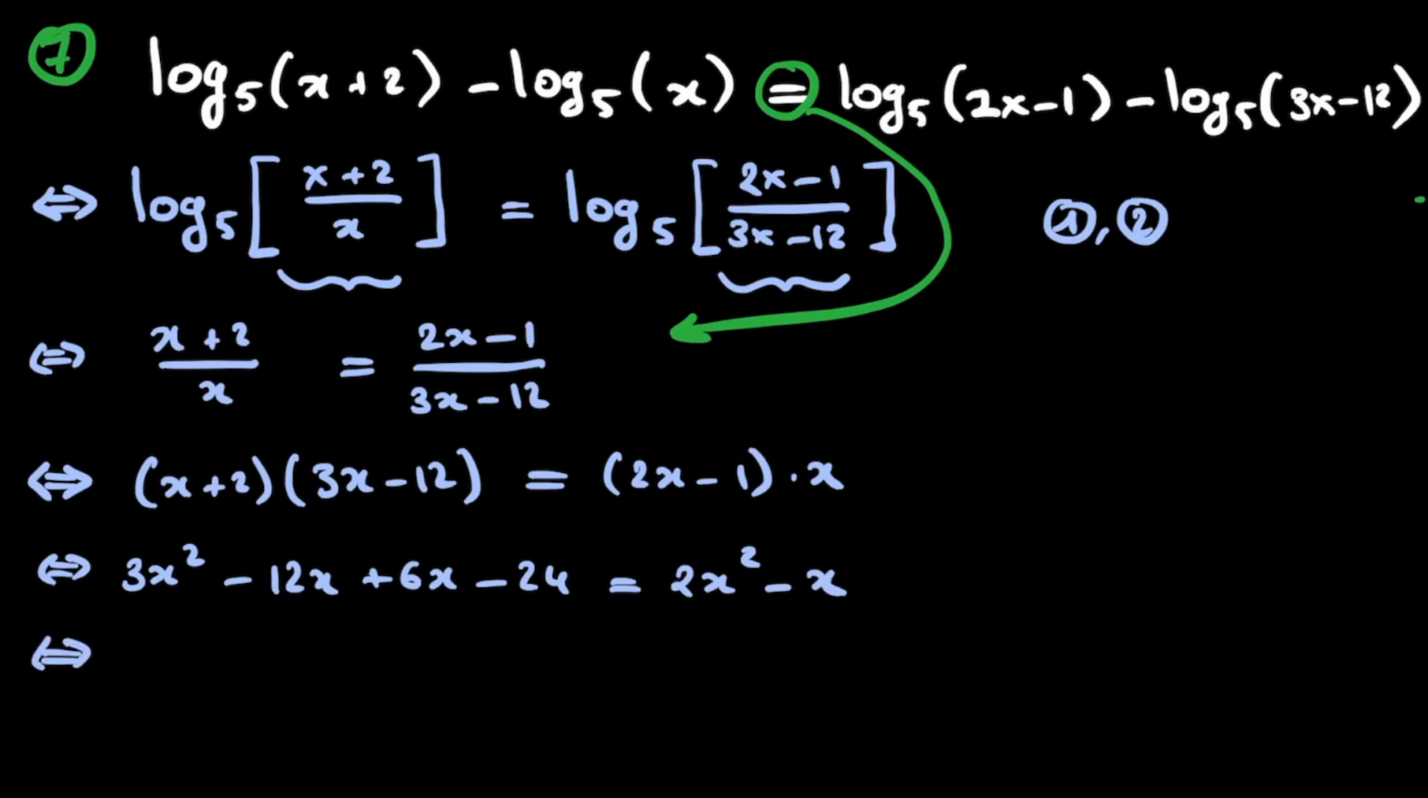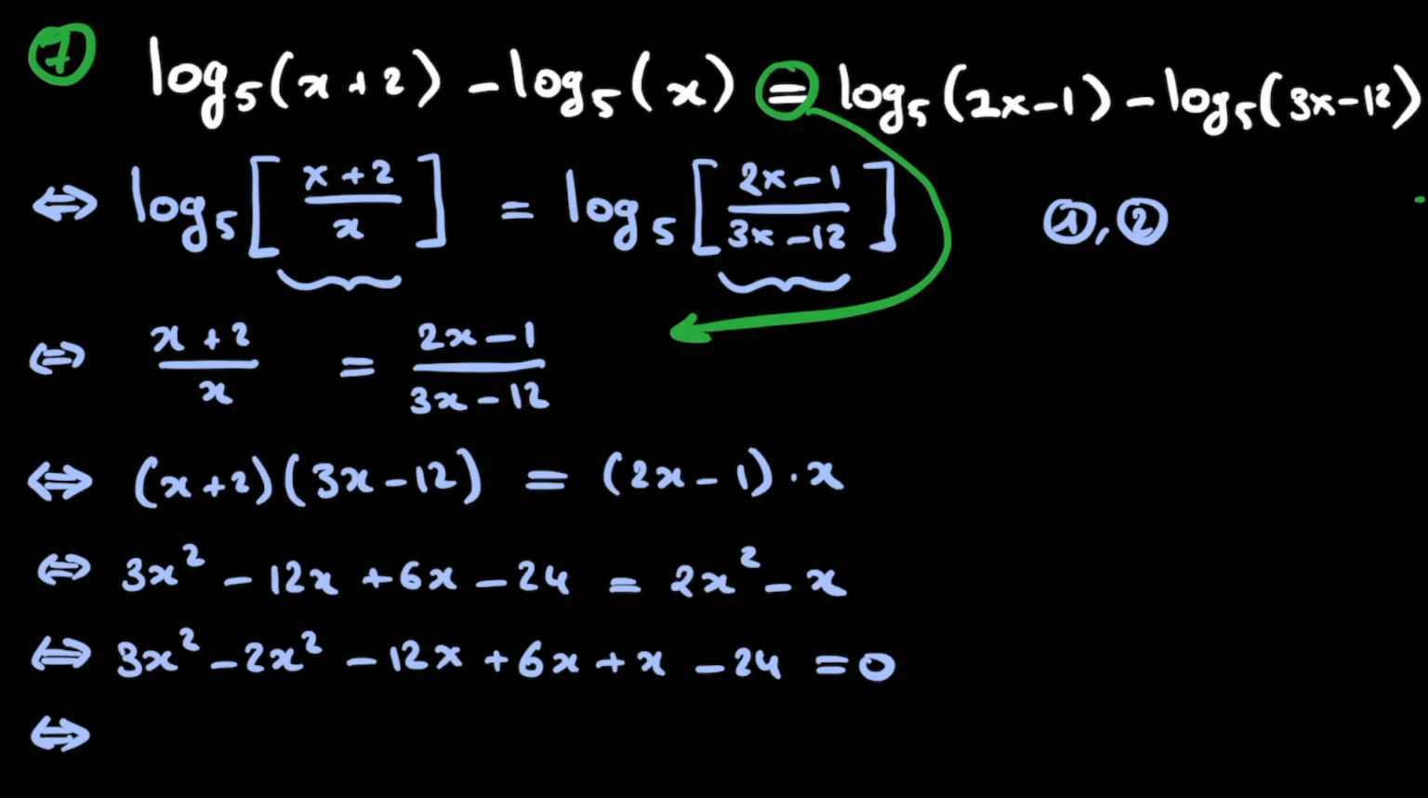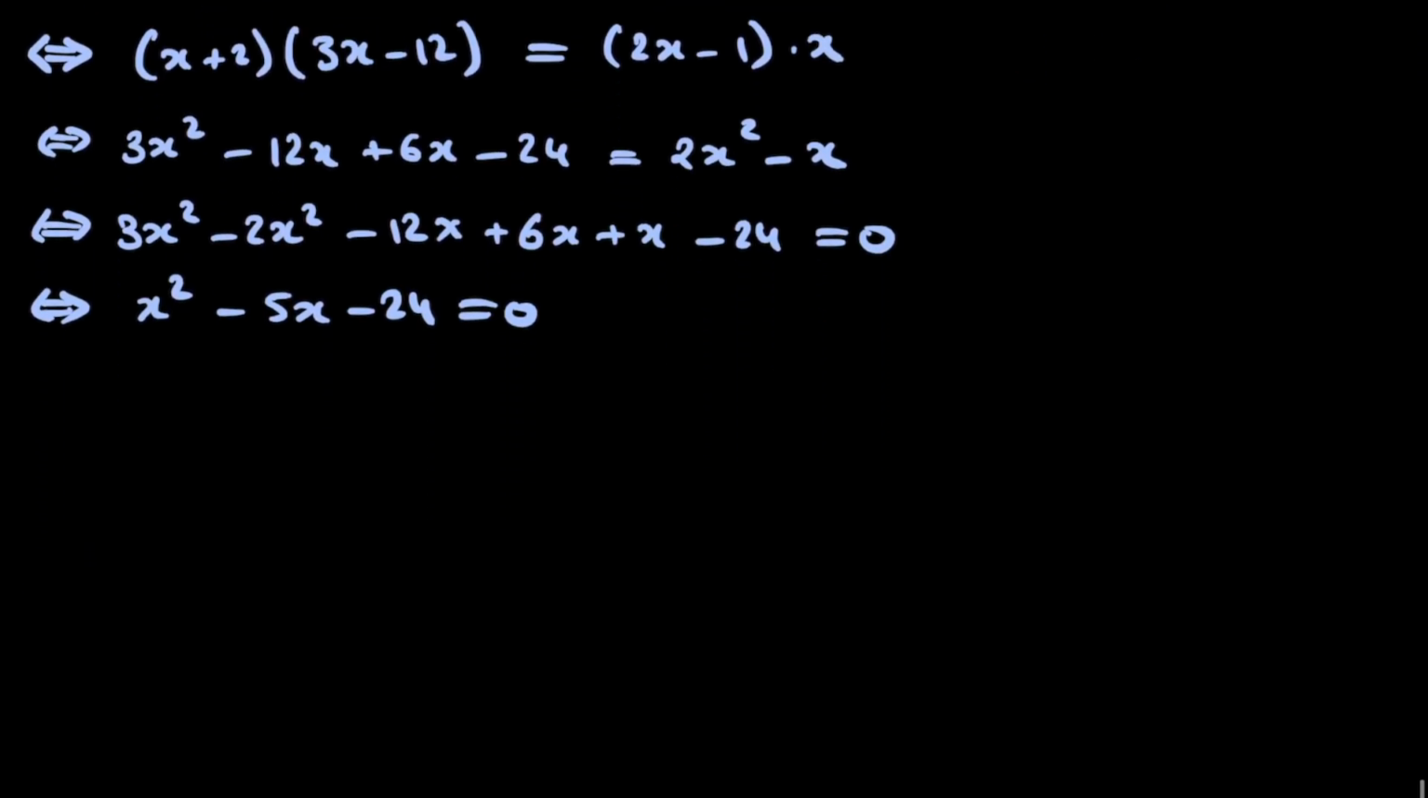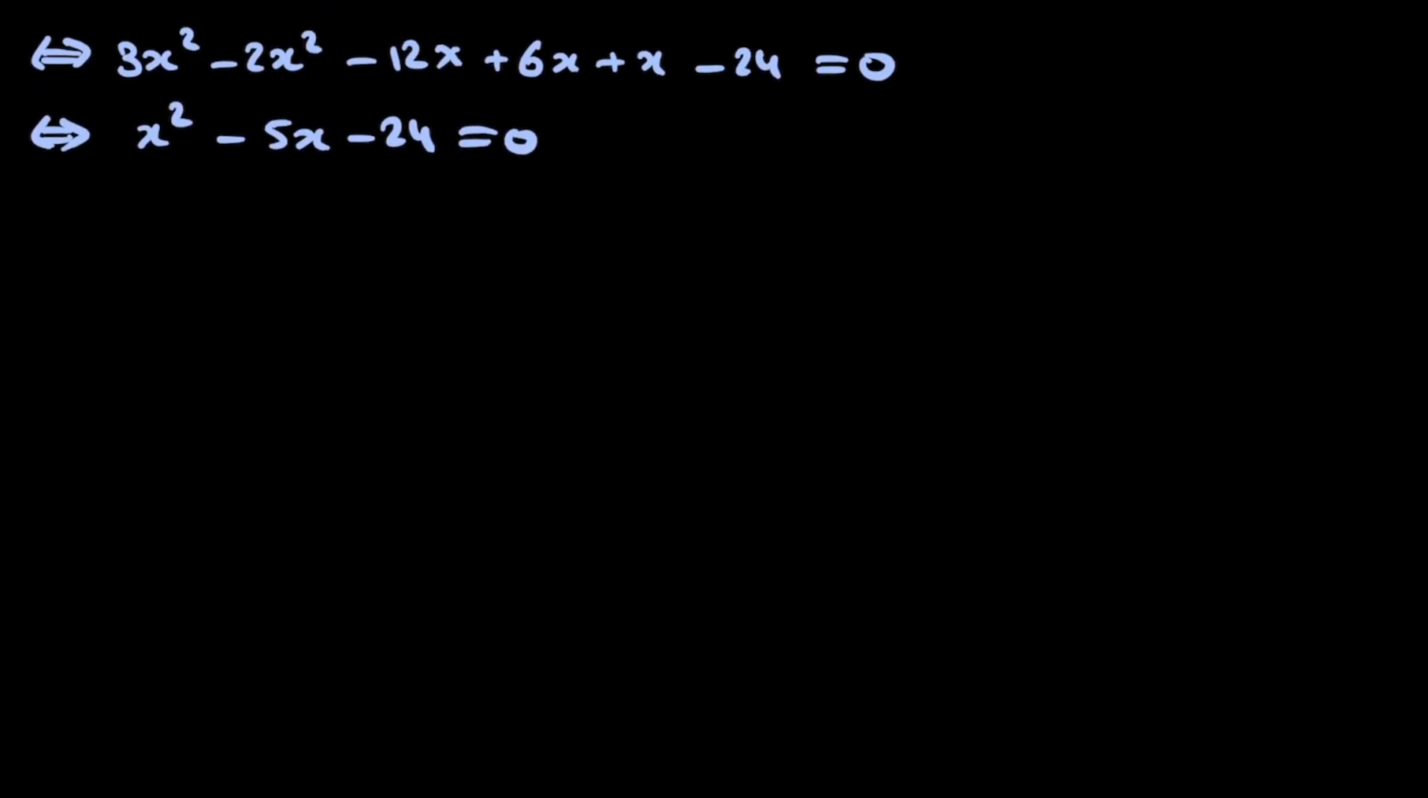Bringing everything to the left-hand side of the equality sign, we have 3x squared minus 2x squared, which is this term right here, minus 12x plus 6x plus x, which is this term right here, minus 24 is equal to 0. And now taking all of the terms with equal powers of x together, we have x squared minus 5x minus 24 is equal to 0. And this is now simply a second order equation, which of course we know how to solve.